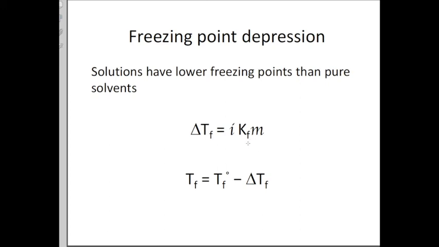The other thing that's different is that because the freezing point is depressed, when we calculate our freezing temperature, we'll take the original freezing temperature and then subtract the change in the freezing temperature, and that will give us our new freezing temperature.